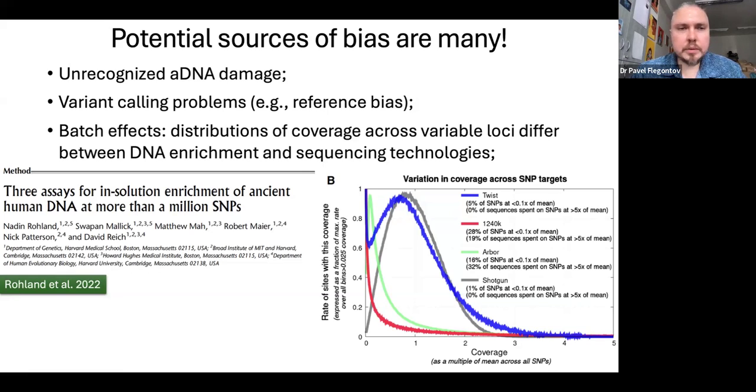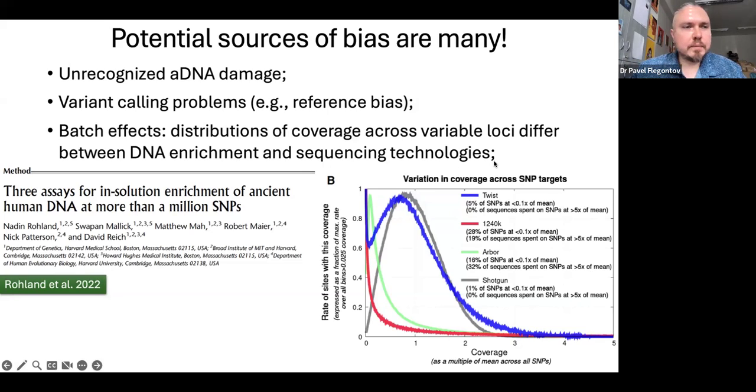Some labs use predominantly shotgun, other labs use SNP capture, so enrichment of samples for certain parts of the human genome where interesting variable loci are located. And the most commonly used panels of this sort are called 1240K and Twist. Both come from the Reich lab, but nowadays Twist is used, as far as I know, in other groups too, because it's commercially available, unlike this previous 1240K panel.